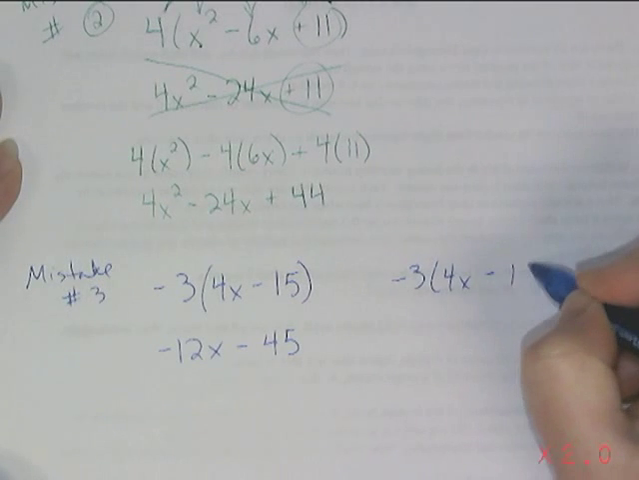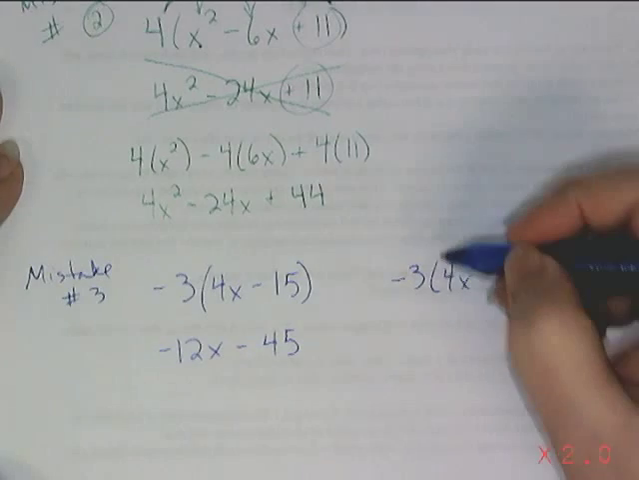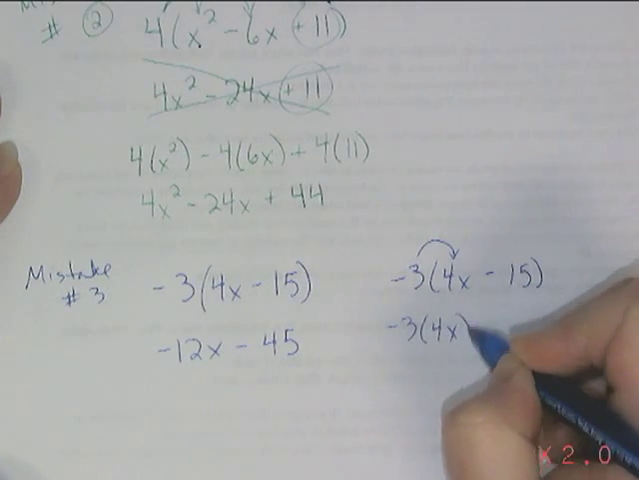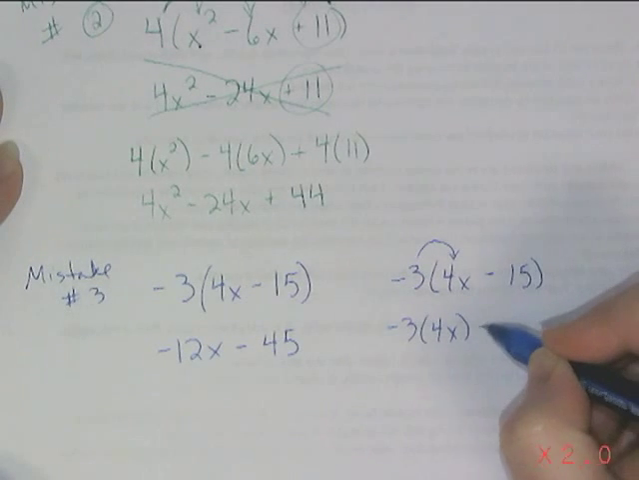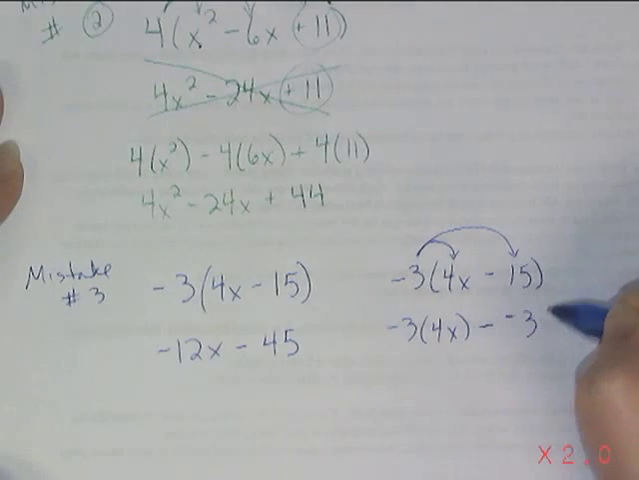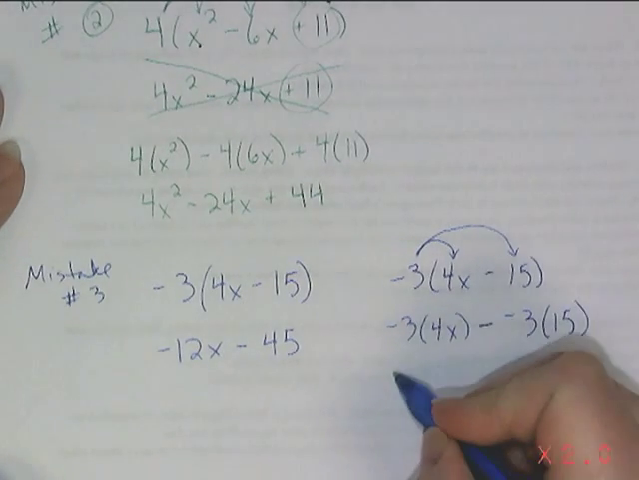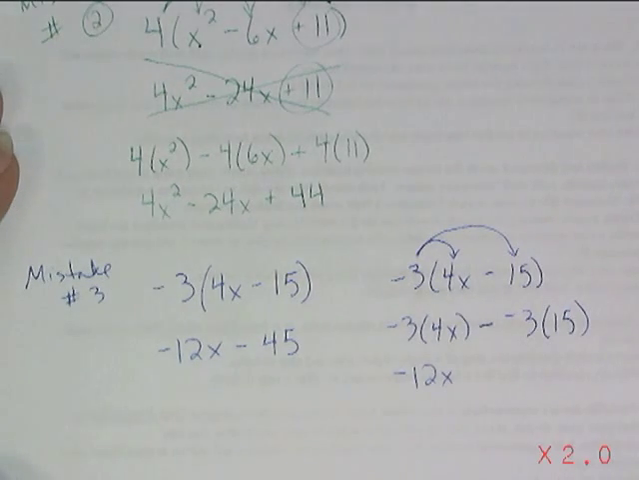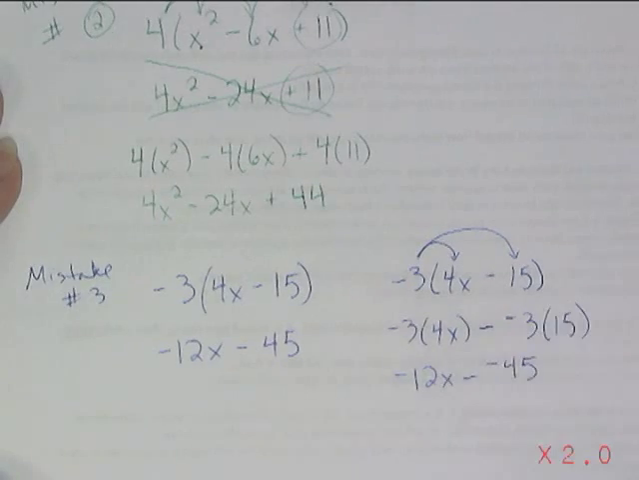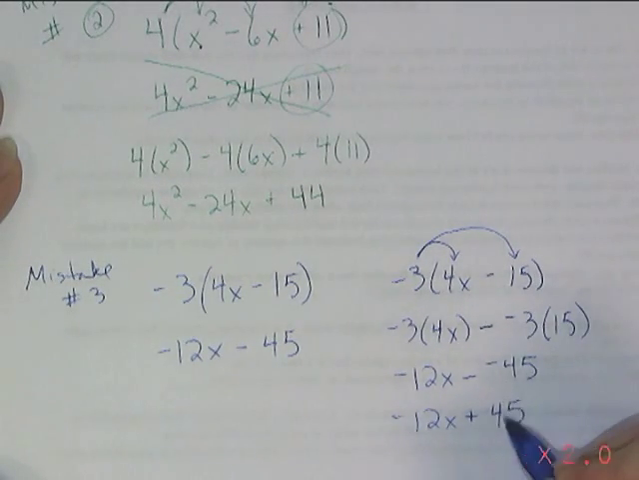If I'm going to multiply using the same procedure I've done so far, I would need to multiply negative 3 times 4x, copy my subtraction sign, and then multiply negative 3 times 15. That is indeed equal to negative 12x, but I get minus a negative 45, which we know should be simplified to plus 45.